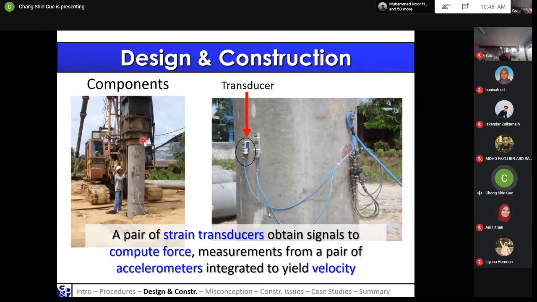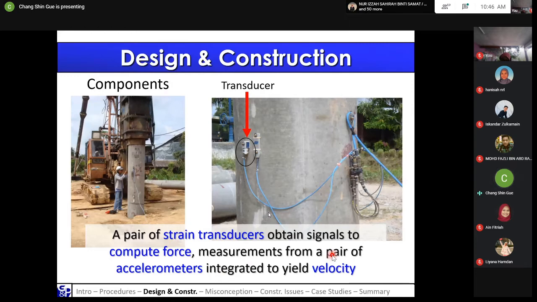So these are the piles and you attach the equipment. On the right here, you can see the equipment, we have a pair of transducers and accelerometers. So these will give you the measurement of the velocity and the pile force.